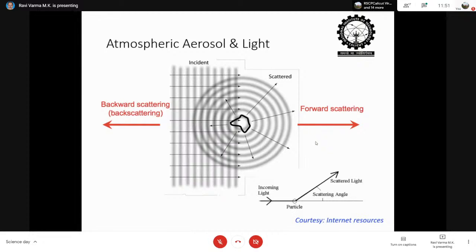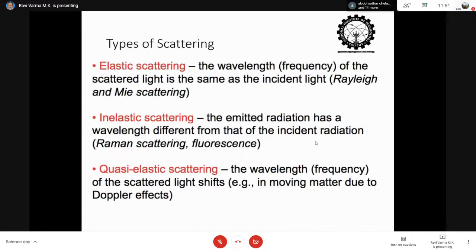Now if it is a white light, scattered light is also white light. If it's blue light, scattered light is also blue light. So if you can measure the scattered light, that can give us some information. What information can that give us? This might be a little bit interesting. There are several kinds of scattering: elastic scattering, inelastic scattering, and quasi-elastic scattering.